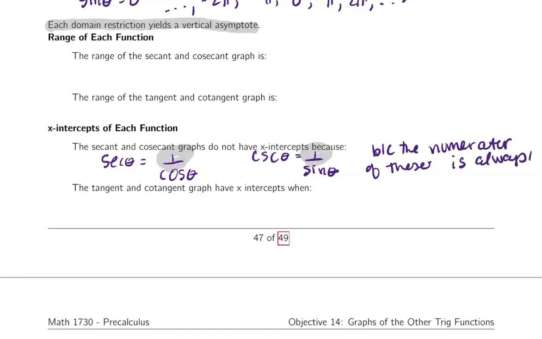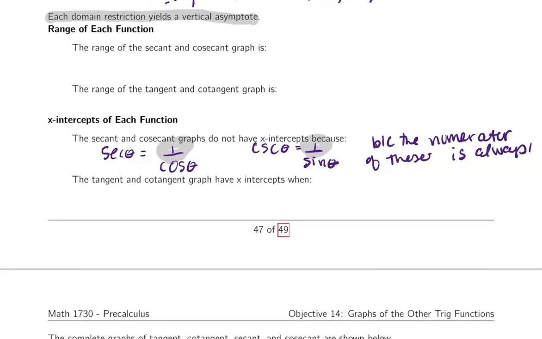Another way to think about it is because sine and cosine are always defined, they're never undefined. If we would do 1 divided by an undefined, that is sometimes actually when we would get 0 as our answer. But they're always defined as a whole number, so we would never have a 0 answer. And we'll see in the graph that we actually will never touch the x-axis here.